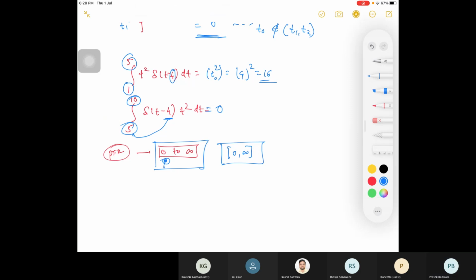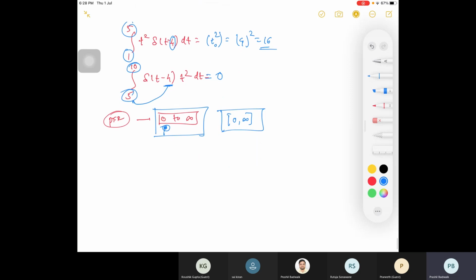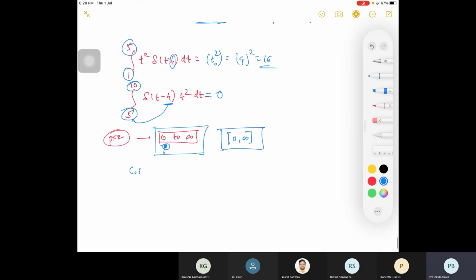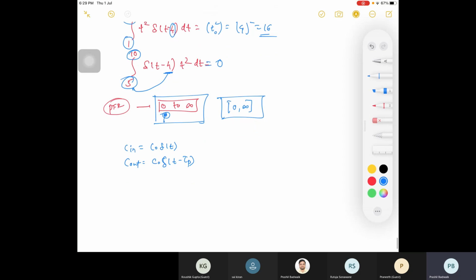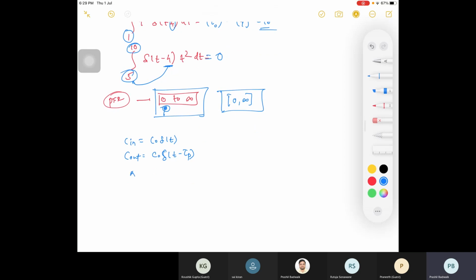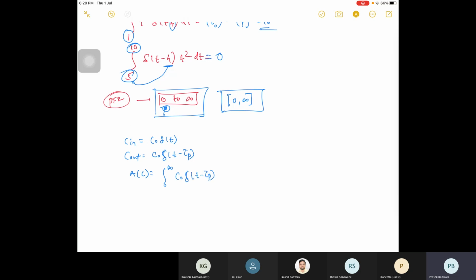Okay, so next step was we found out what is your C in at any time t. C in is your C naught into del of t. C out is your C naught into del of t minus tau p. Then what was the next point? Area under the C curve, that is your integration 0 to infinite C naught del of t minus tau p.